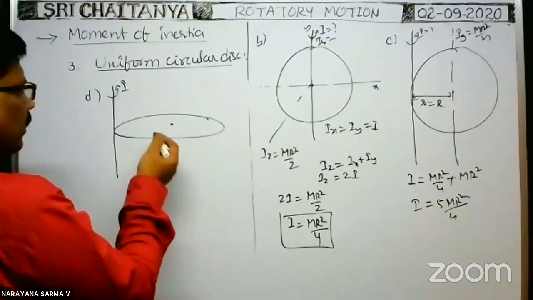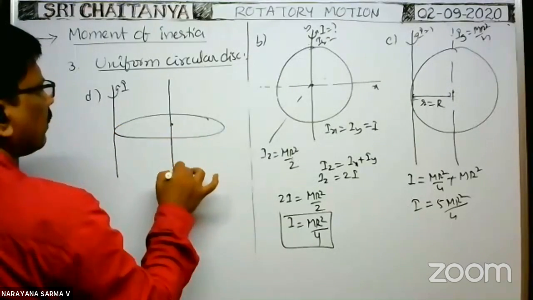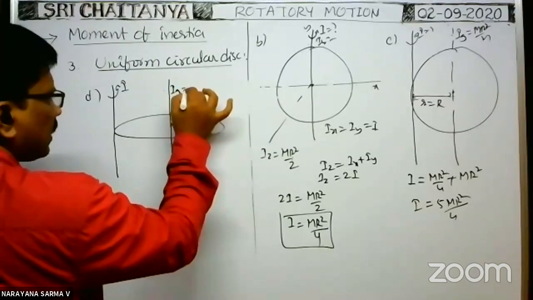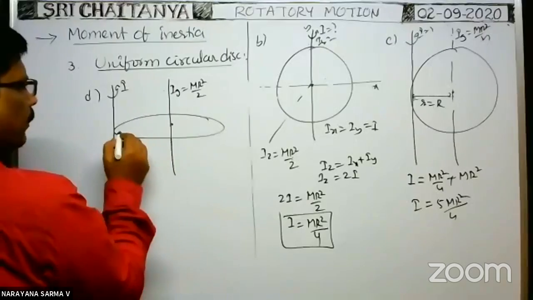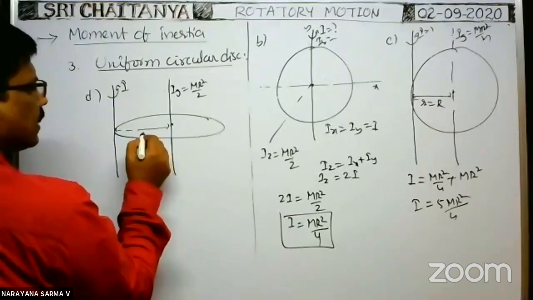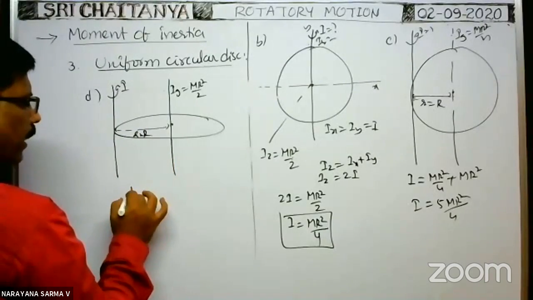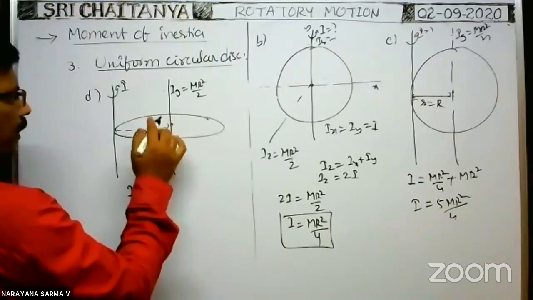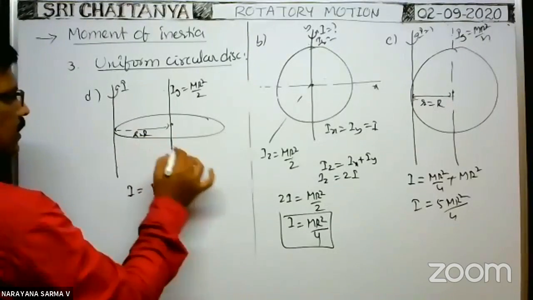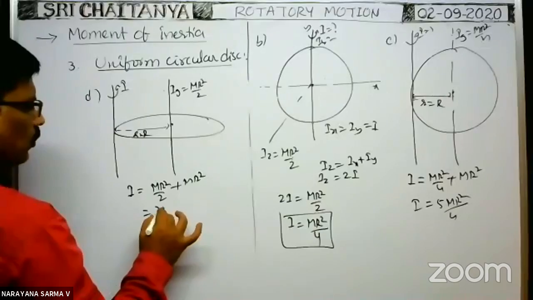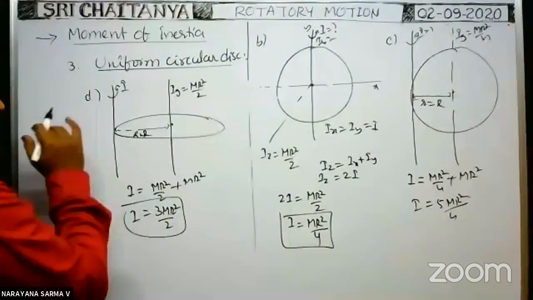Parallel to this given axis, passing through the center of mass, we know the moment of inertia. About that axis the moment of inertia is mr square by 2 only, because it is the natural axis of the disk. The perpendicular distance between the two parallel axes is capital R, so small r is equal to capital R. So you apply the parallel axis theorem. According to that, I is equal to Iz plus m into r square, which is mr square by 2 plus mr square. So 3 mr square by 2. This is the moment of inertia about this axis.